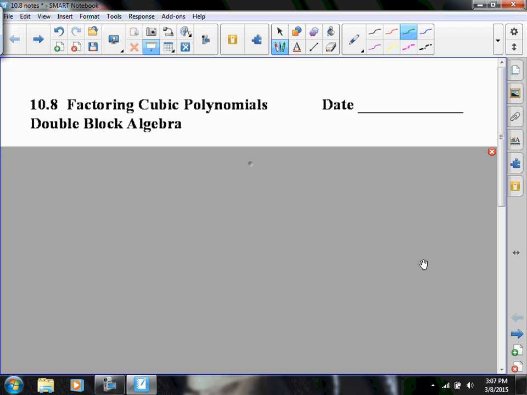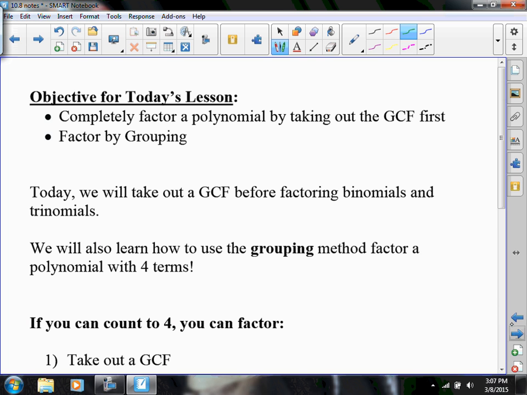These are the notes for section 10.8 entitled Factoring Cubic Polynomials. And basically what we're going to do today is completely factor a polynomial. So that means we're going to have to take out a greatest common factor and then look to see if it's a difference of two squares or a trinomial. Or we might also have a polynomial which has 4 terms. So that's when we're going to do the factoring by grouping.